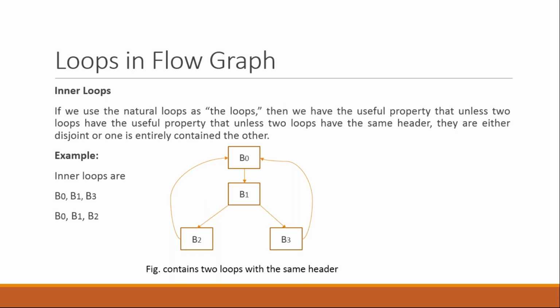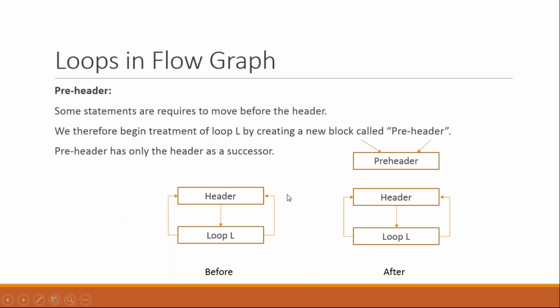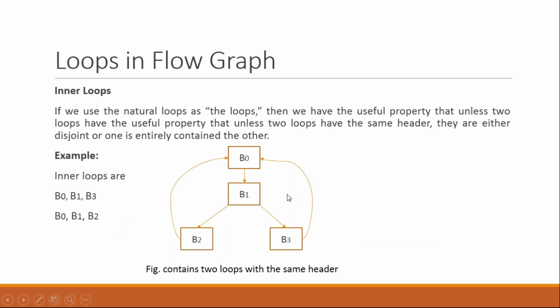So for the inner loop concept, B0 is my header part, B0 goes to B1, B1 goes to B2, and B2 goes back to the header at the last point. So the inner loops are B0 B1 B2 as well as B0 B1 B3 in the given example. Yes or no? Yes. Okay.